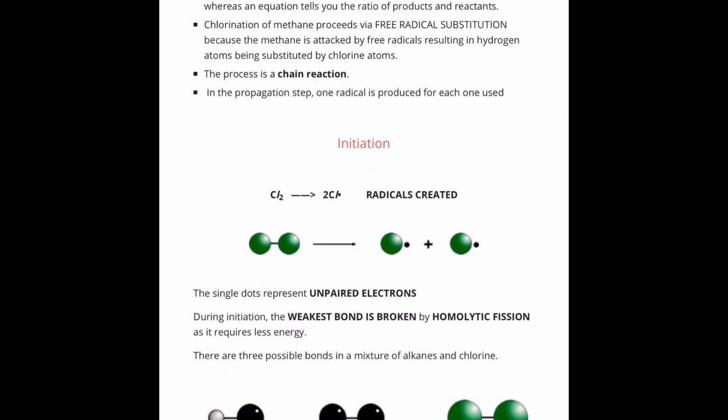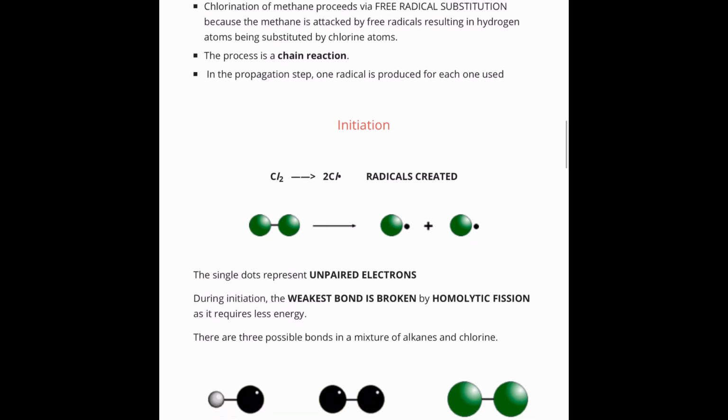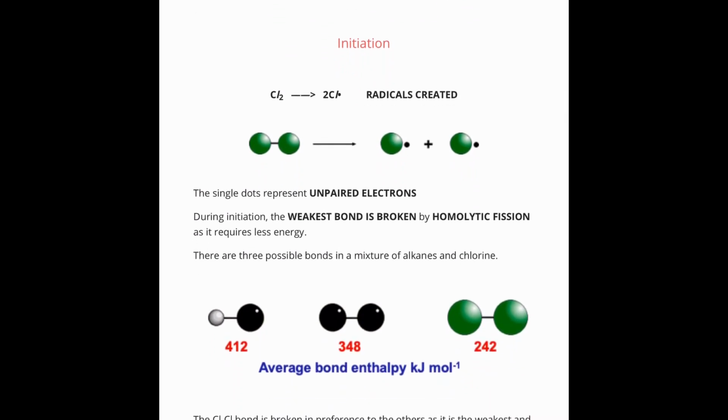Okay. The process is a chain reaction. That's why the balloon just exploded at the beginning of this video. Quite exciting, huh? In the propagation step, one radical is produced for each one used. So in initiation, I'll do a slightly different diagram when I do the freehand. This is a good start, warm-up.